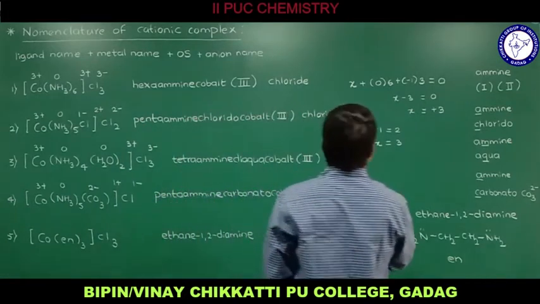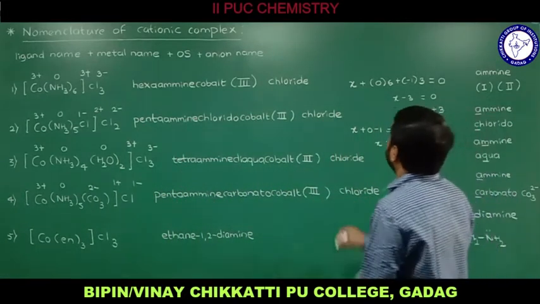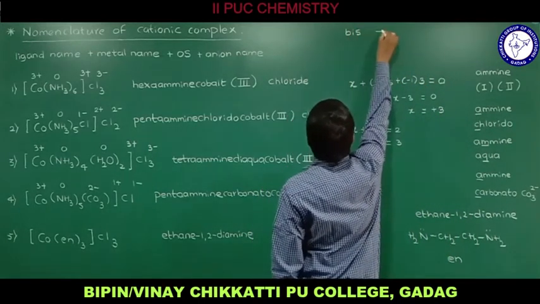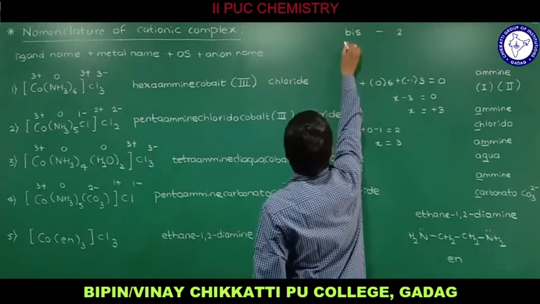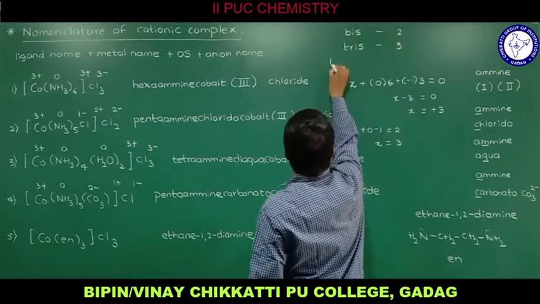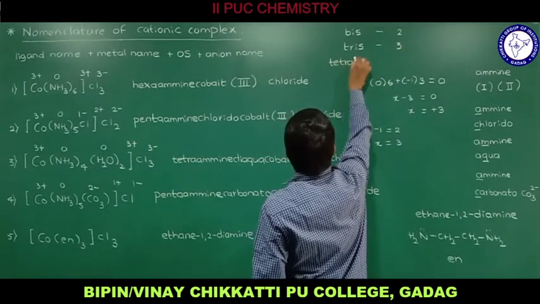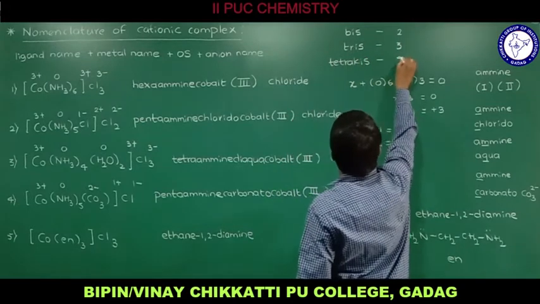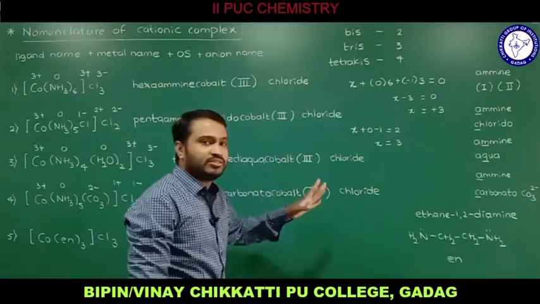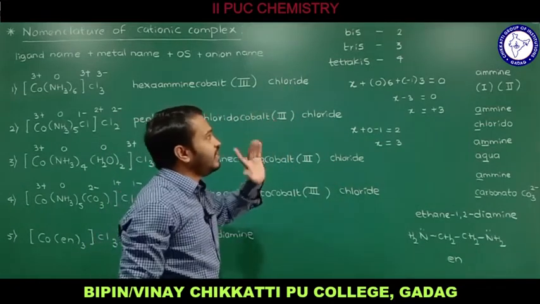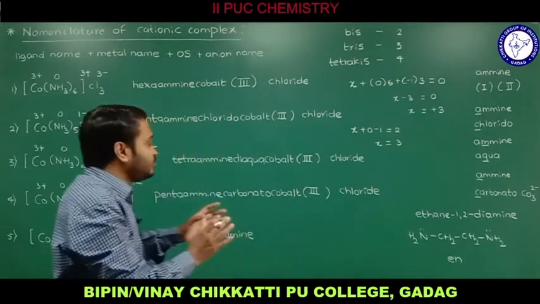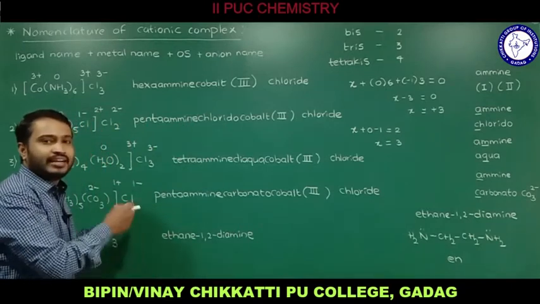Instead of di, tri, tetra, we can consider one more kind of prefix, that is bis, which we are supposed to use if the ligands are 2, tris if we have 3 ligands, and tetrakis if we have 4 ligands. So this is the new kind of prefixes that has to be considered. And the question arises, why can't we use di, tri, tetra in this case?